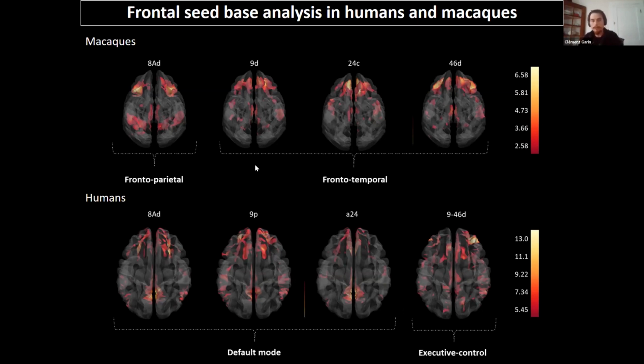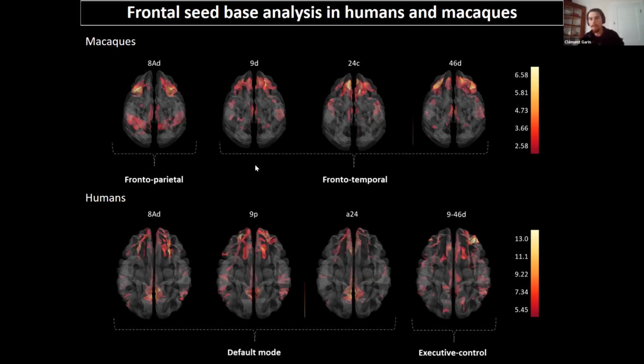Using a seed in the medial prefrontal cortex, or the 9D, I obtain a network that links the medial prefrontal cortex to some temporal area, and we also tested with the area, for example, 32. We have exactly the same network. When in human, we obtain the classical default mode network. Using a seed in the anterior area of the cingulate cortex, 24C, we obtain again the frontotemporal network. When in human, we obtain the default mode network.